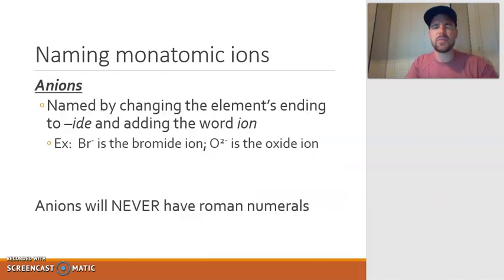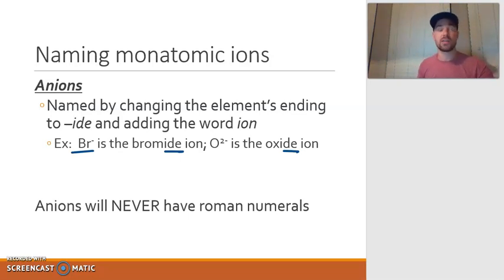What about anions? How do we name those? Well, for anions, we have to do something a little special. We can't just list the name. Instead, we're going to change the ending of the name of the element to -ide. So for example, Br- is not the bromine ion, but it's the bromide ion. For oxygen, it's not the oxygen ion, it's the oxide ion. Notice it's oxide and not oxygide. That kind of sounds funny. The general rule is if it sounds funny, it's probably not the correct way to say it.